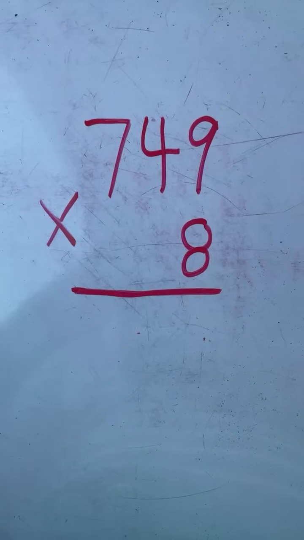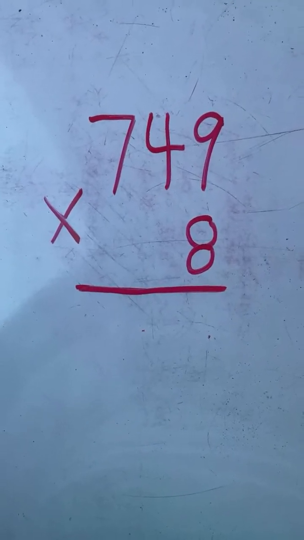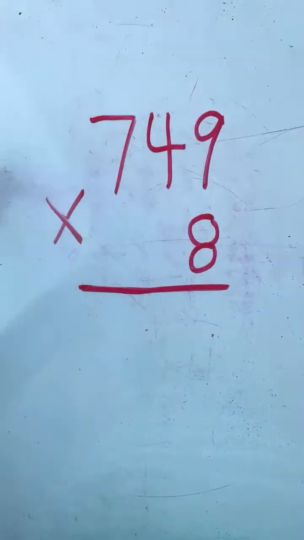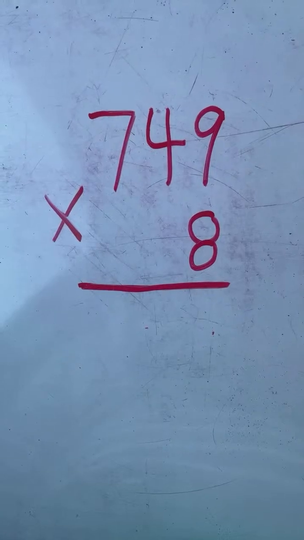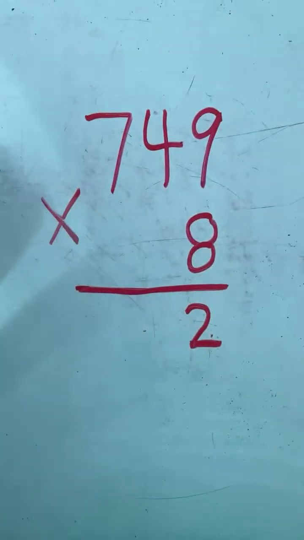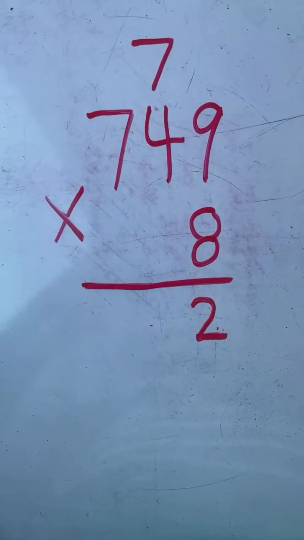So next example problem, we have 749 times 8. So starting in the ones place, we're going to multiply 8 times 9. 9 times 8 equals 72. The 2 in 72 goes in the ones place. The 7 gets carried over to the tens place.